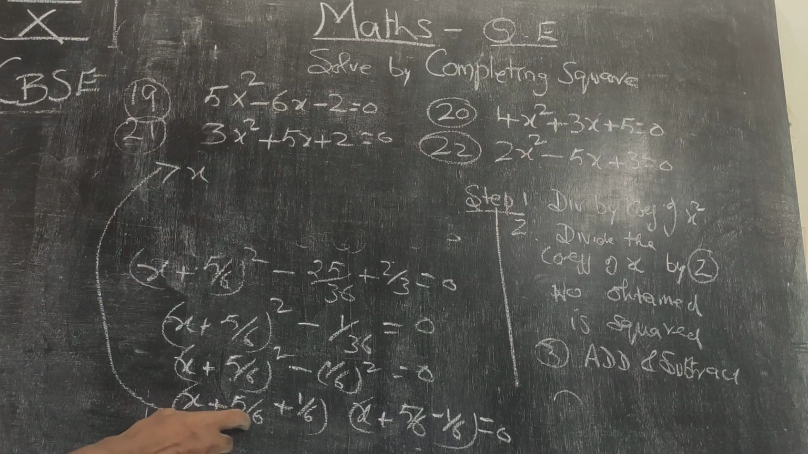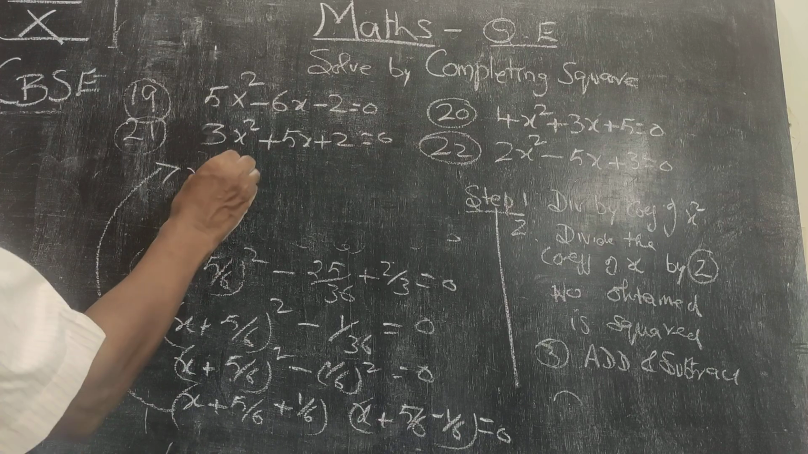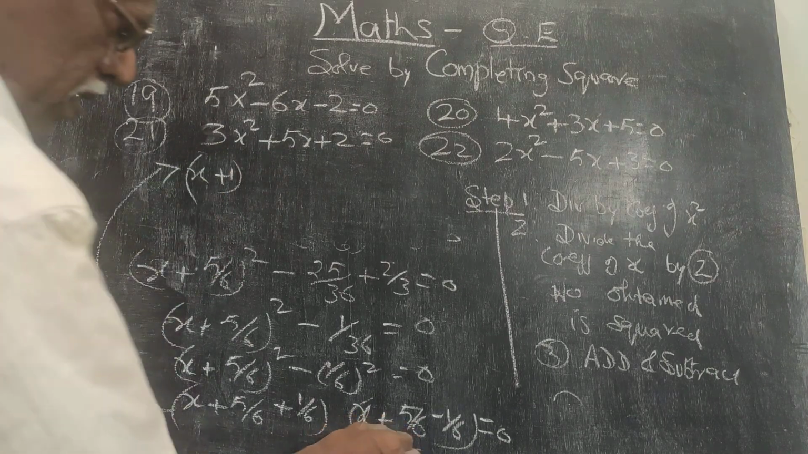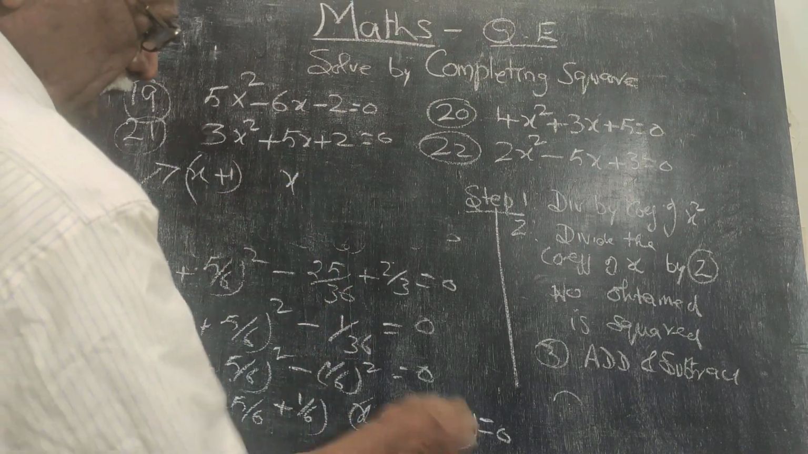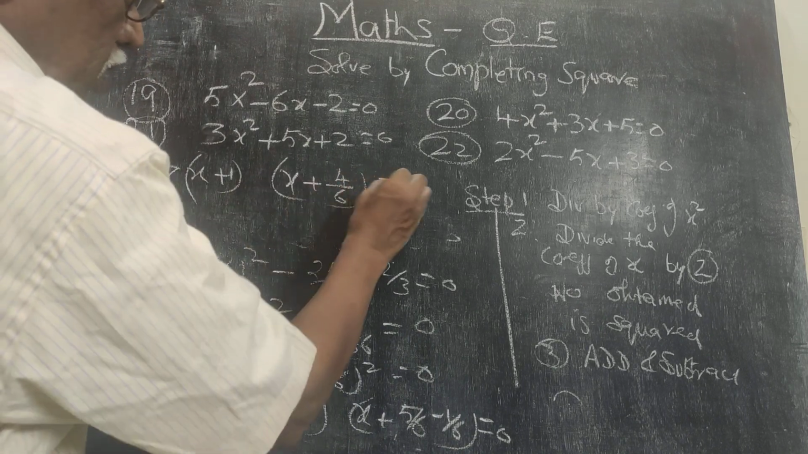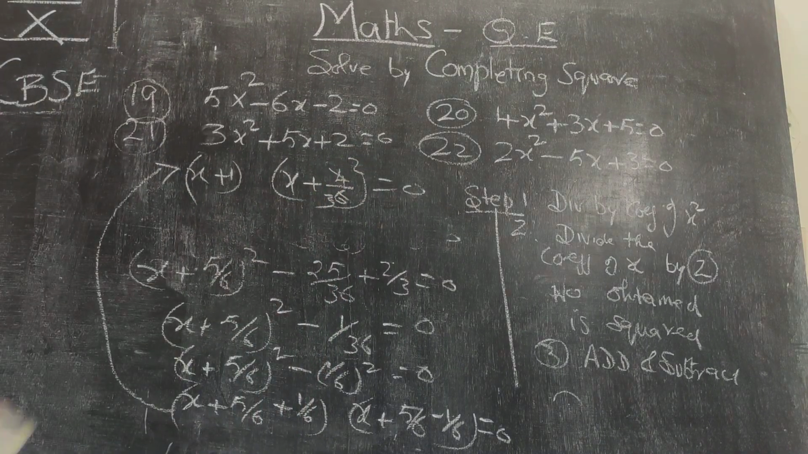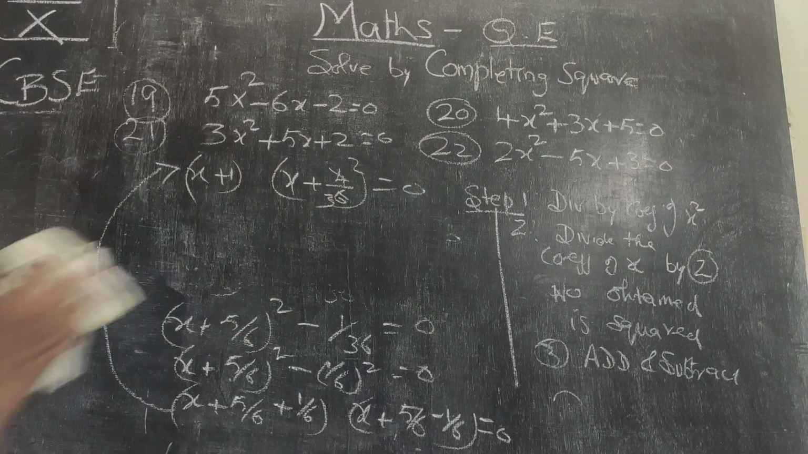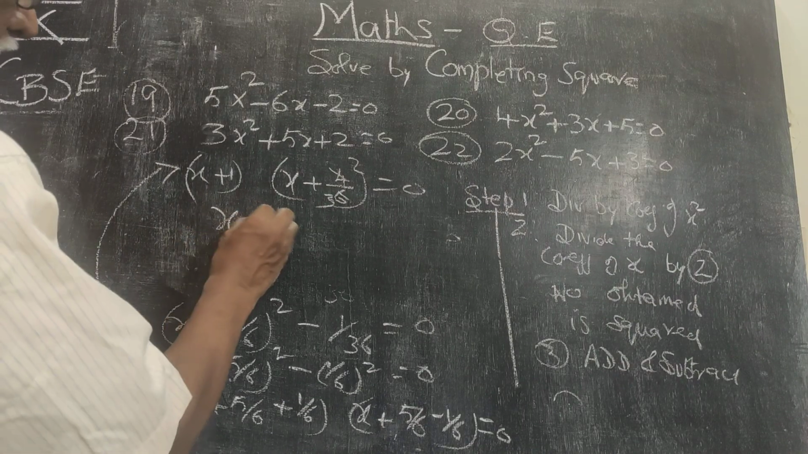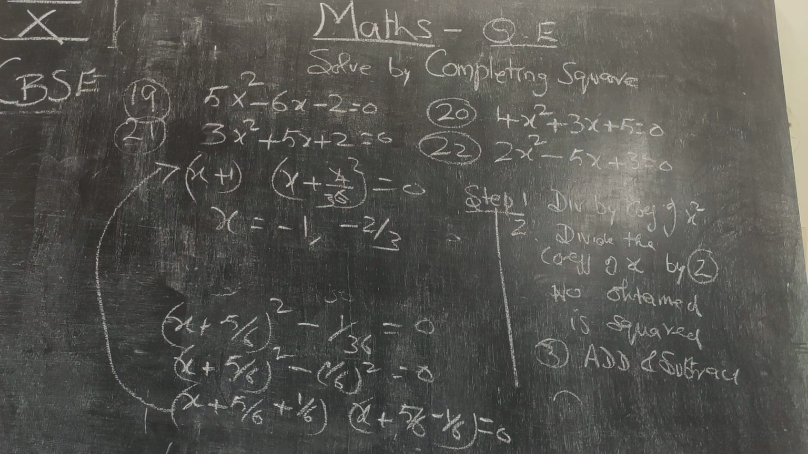x, the denominator being same, I can add up 6 by 6 which is equal to 1. And here x, 5 minus 1, so plus 4 by 6 equal to 0. This can be simplified to x plus 2 by 3. Therefore, the roots are x equal to minus 1 and minus 2 by 3. x equal to either minus 1 or minus 2 by 3.